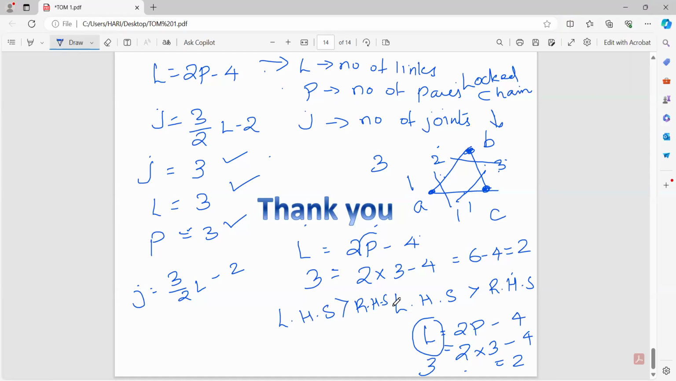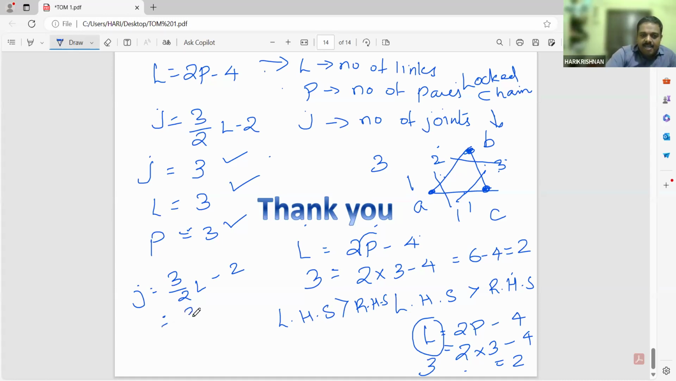Concept is clear, no? Now, when it comes to joints, 3 by 2, how many joints are there? 3. 3 by 2, how many links are there? 3 minus 2. So it is 9 by 2, that is 4.5. Minus 2 will come. So the value is 2.5. So here also LHS is greater than RHS. So in both cases LHS is greater than RHS.